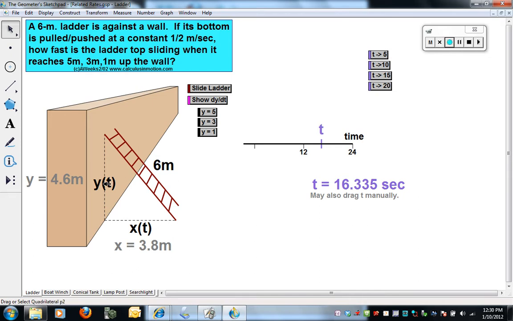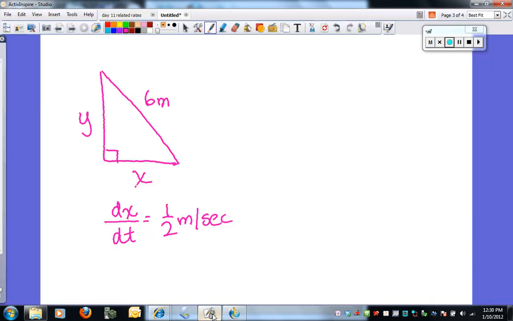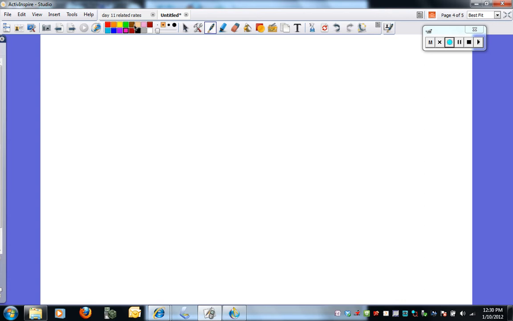So when it's 5 meters up the wall, that's what we're looking for. So what is the change there? What is dy/dt when y is equal to 5 meters? So we have some things we have to do. We're going to come back to this problem in just a minute because I want to teach you something, a little acronym that I learned called DREADS.